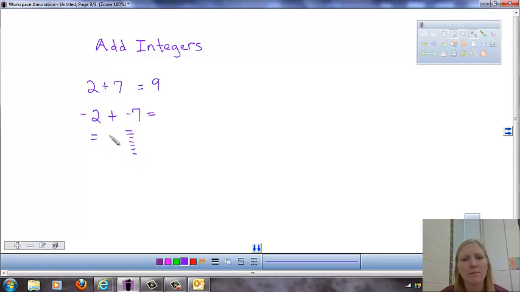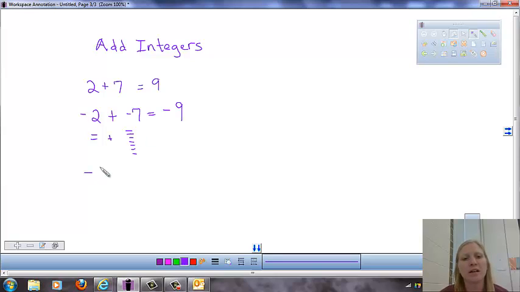And if I'm adding those together, how many do I have? I have negative 9. So negative 2 plus negative 7 is negative 9. It's just like 2 plus 7 equals positive 9, but because you're adding negatives, your answer is negative 9.